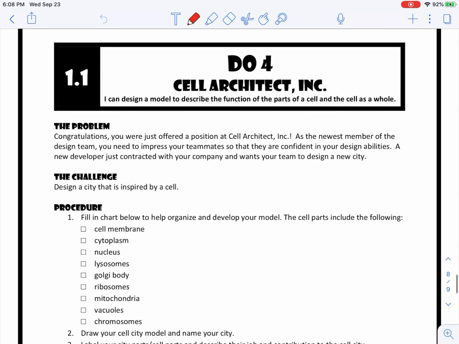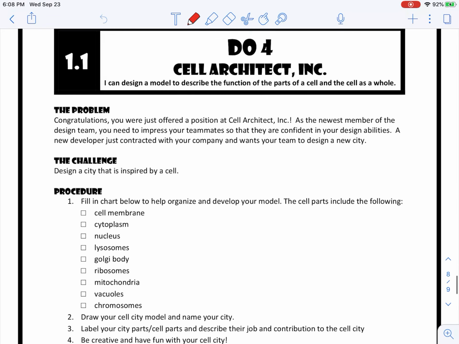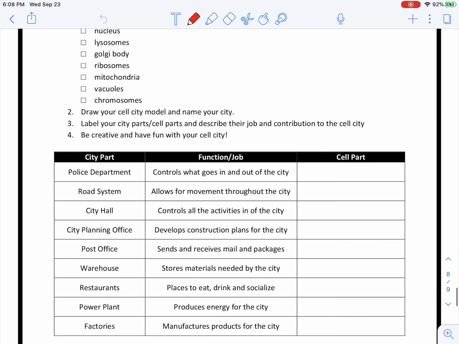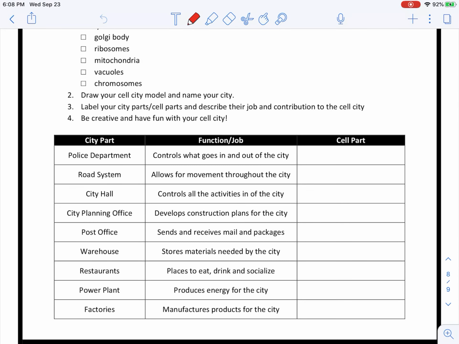And then for do 4, you had to research some of the cell parts or organelles and find out what their main function or job was, and then relate that to parts of a city. And so we filled in this data table with the different parts of the cell and the function. We looked up the function, did some research to see what city part it seemed to match with.